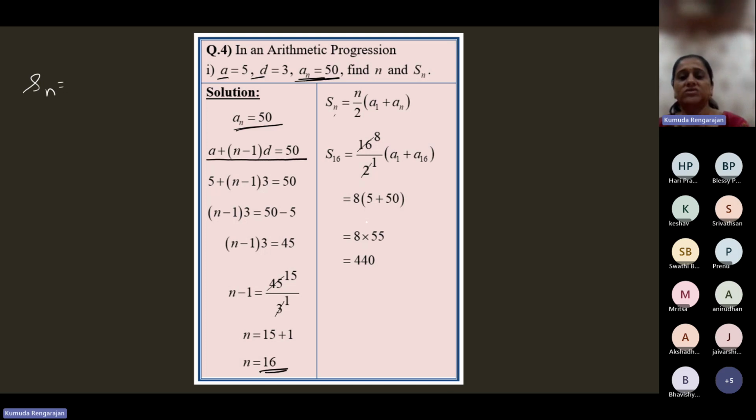So S16, you know, 16 by 2 of the first term plus the last term. So first term is A1 plus the last term, because here AN is 50, right? It's a particular term. And what's the value of N? N is 16. That means A16 is 50.